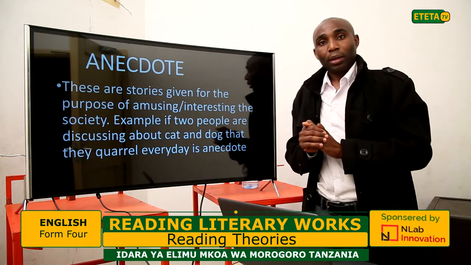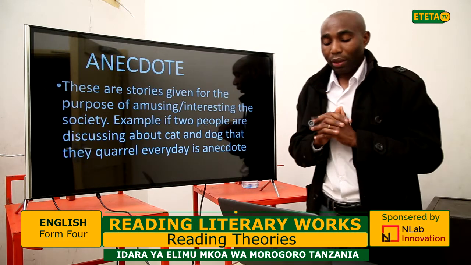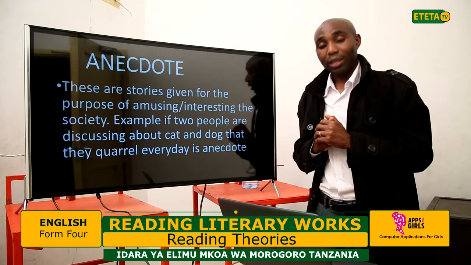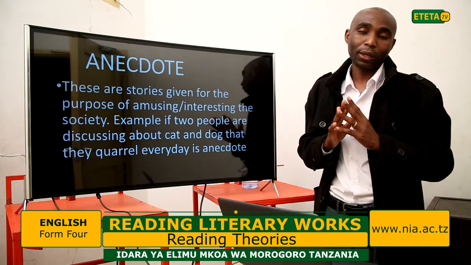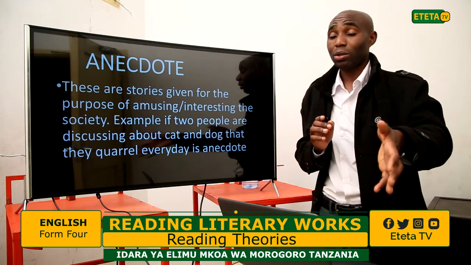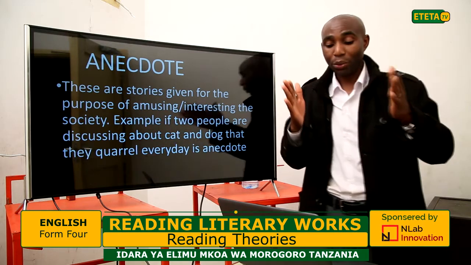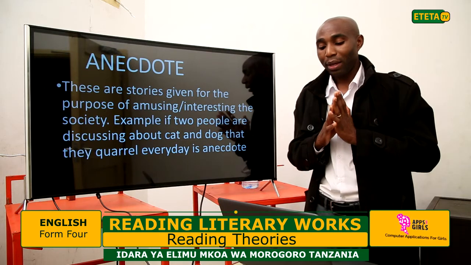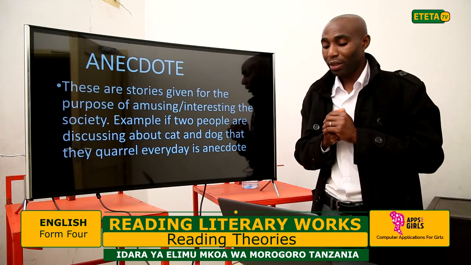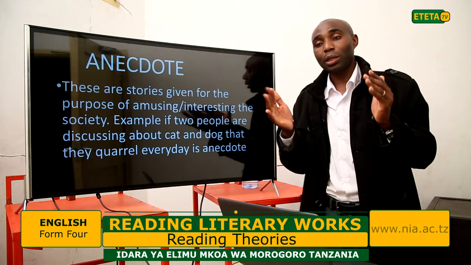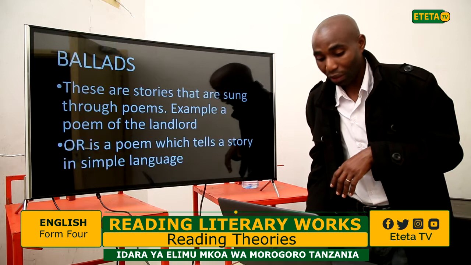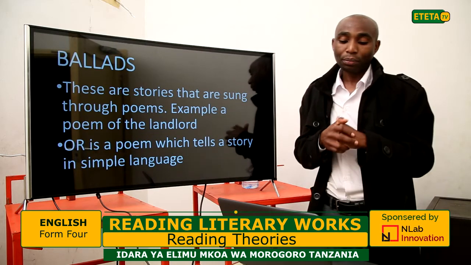Now, number two, another one is the anecdote. These are stories given for the purpose of amusing or entertaining the society or the majority in a particular area. For example, if two people are discussing a cat and a dog and their quarrel, it is for the purpose of amusing or entertaining the majority in a particular society.